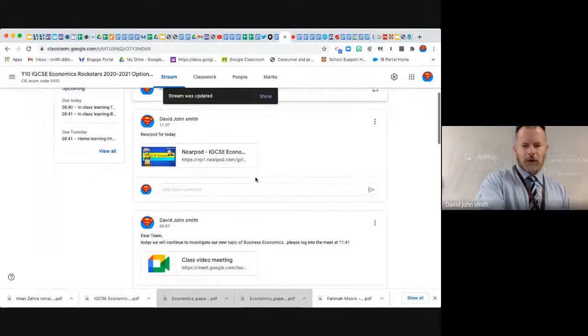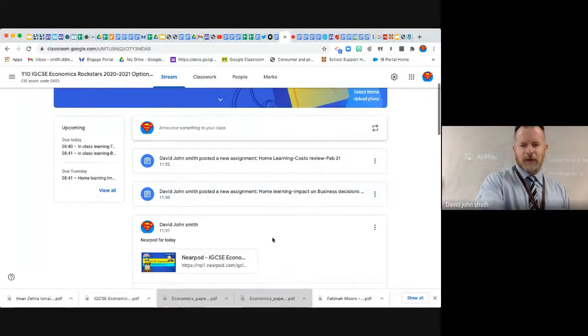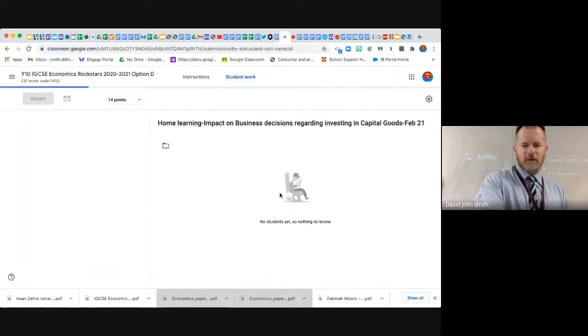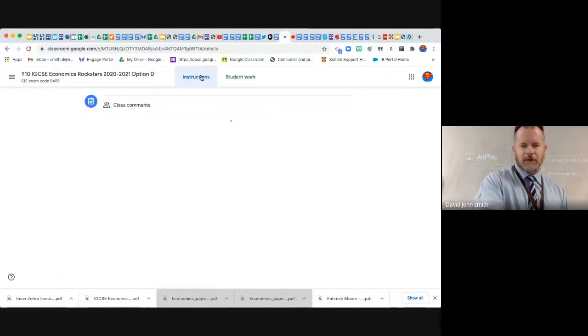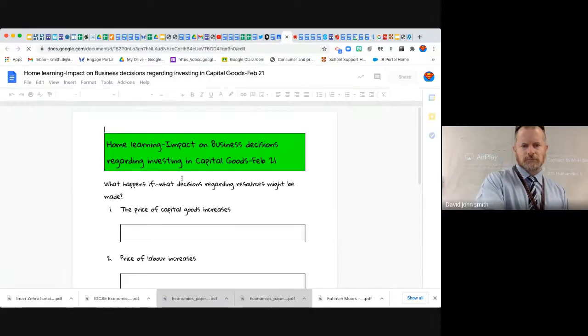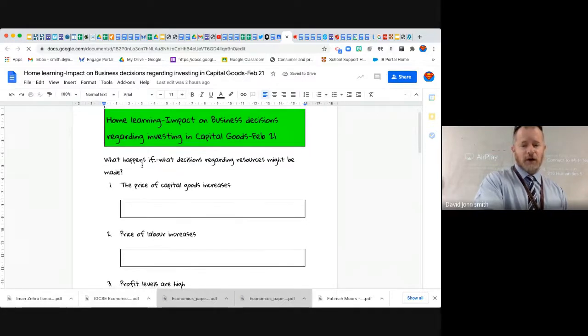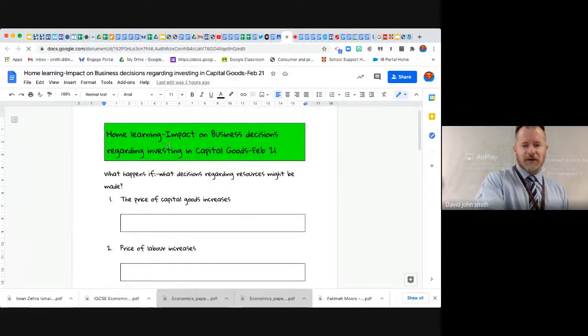Now, update. I've posted a couple of things here. Now, this one is about costs. You don't need to worry about that yet because we haven't covered that yet. But this one here is about impact on business decisions. So this is what this one says here. This is going to look really familiar because it's what we've just covered. What happens if? What decisions regarding resources might be made? All right, so thinking about investing in capital goods. Should we invest in capital goods or not?